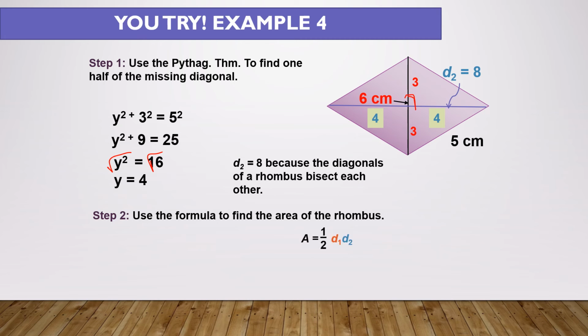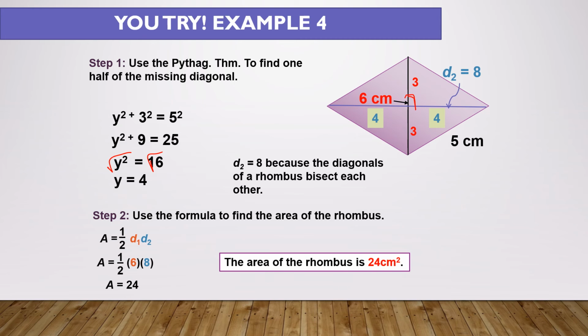Okay, so plug it into the area formula. 1/2 times 6 times 8, which equals 24. So the area of this rhombus is 24 centimeters squared.